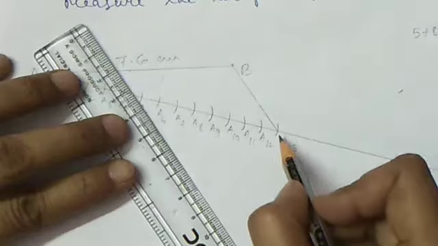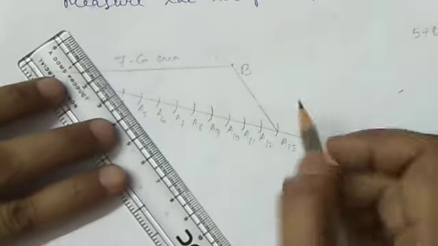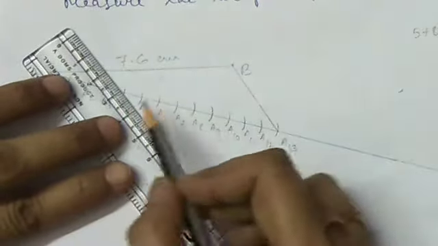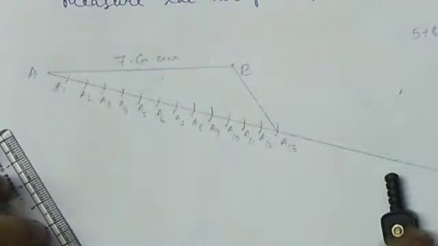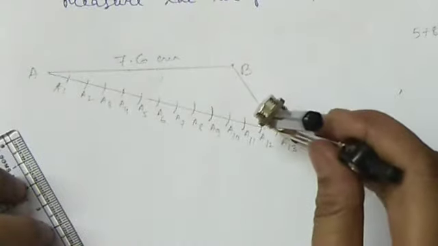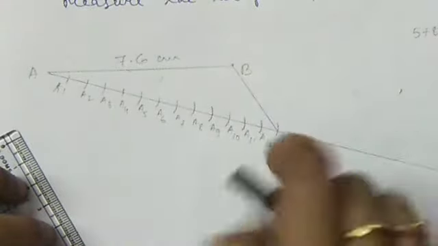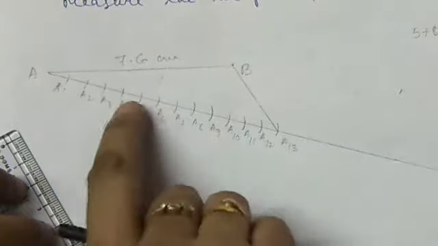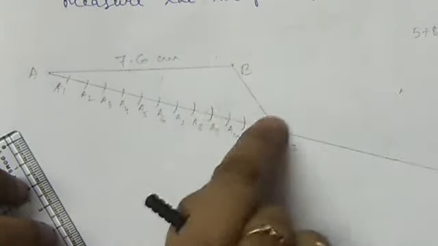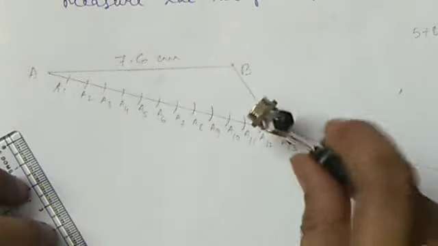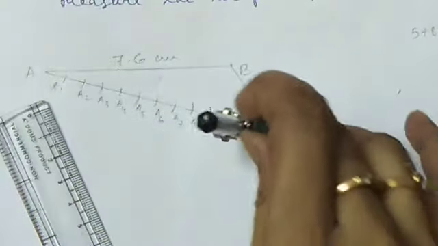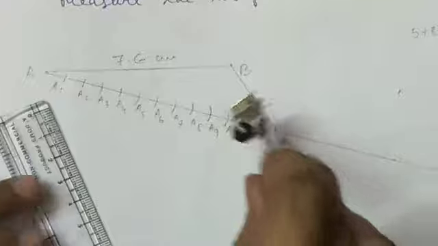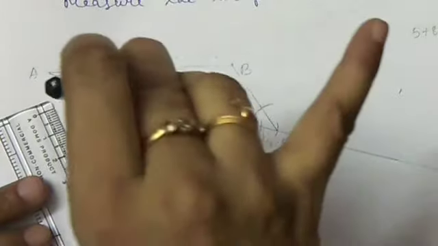Now for making this parallel line, what is the method? You need to make a corresponding angle at this same point. At this point and at point A5 we need to make the same angle so that the lines would be parallel. So what shall I do? I'll make an angle. With this measurement I'll make an angle at point A5.